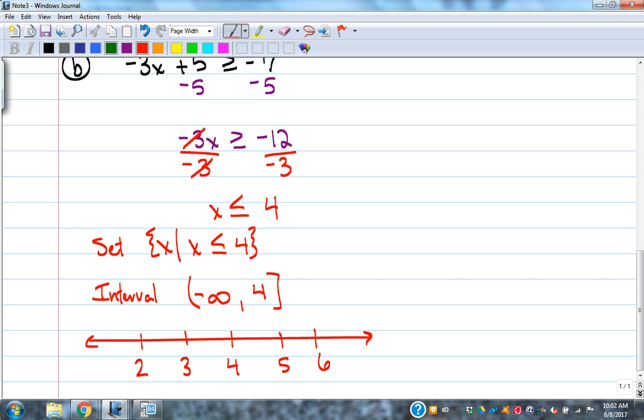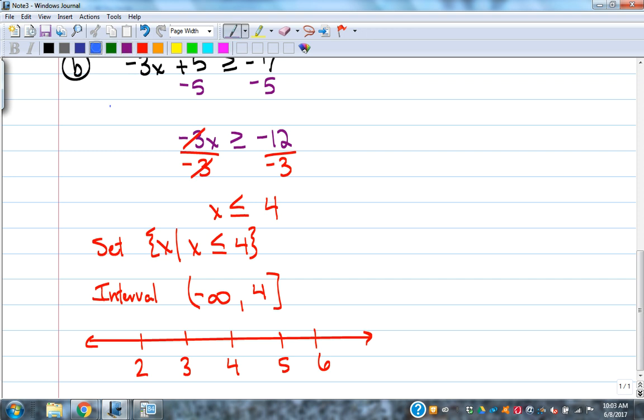Can you explain one more time why you use the bracket and not the parenthesis? The bracket is only used when it's got an equal to mark. It means that the 4 is included in the answer set. A parenthesis means it's not included. That's the difference between a square bracket and a parenthesis in interval notation.